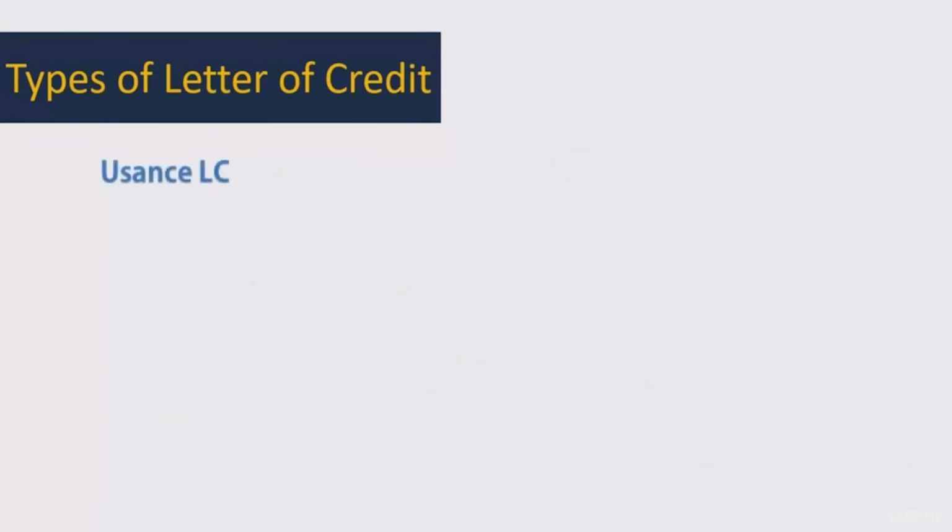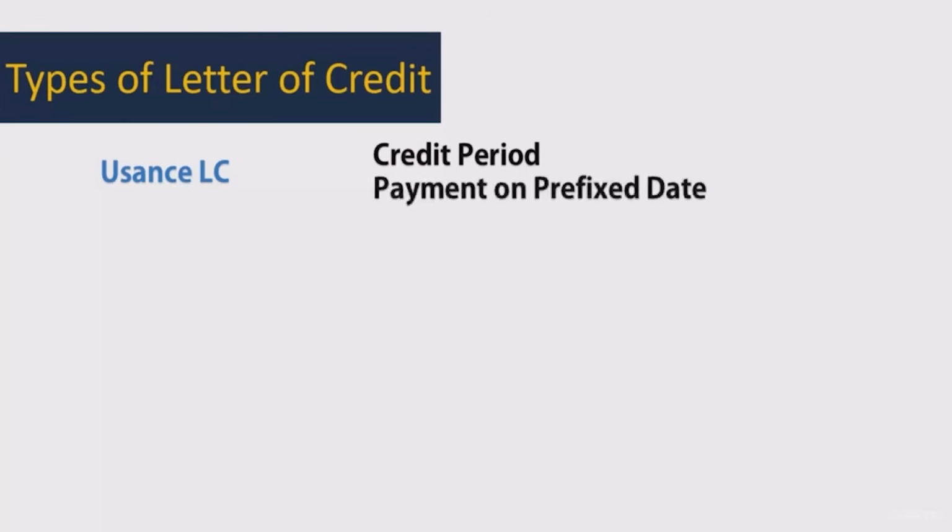Then there is something known as usance LC, where the seller is permitting a certain credit period to the buyer. So here the buyer would open the LC, it would reach the seller, the seller would showcase the documents, okay, and the payment for the seller would happen only after the usance period plus the minimum grace period, or that 7 plus 7 plus 7 days. Okay, so credit period is offered by the seller, payment is going to happen on a prefixed date.